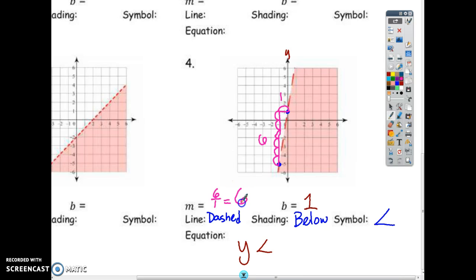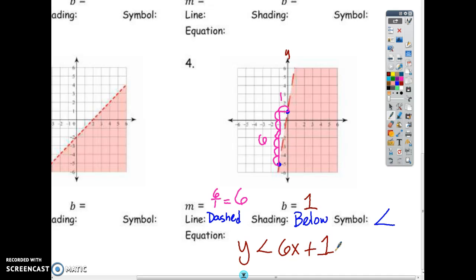6 over 1 equals what? 6. You just divide, right? 6 divided by 1 is 6. So my slope is 6. My y-intercept is 1. Can I finish my inequality now? Y less than what? 6x plus 1.